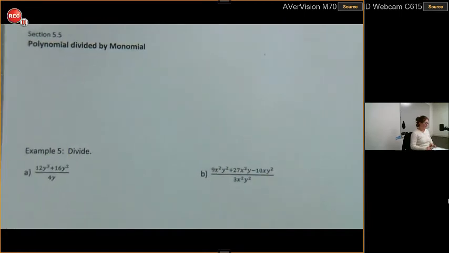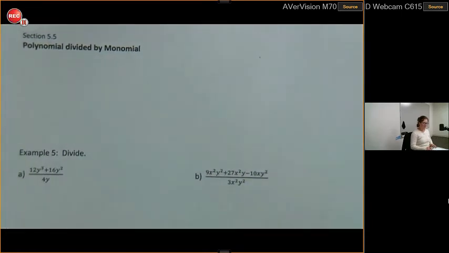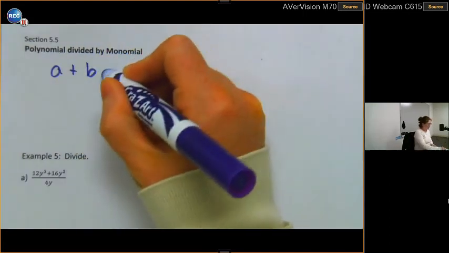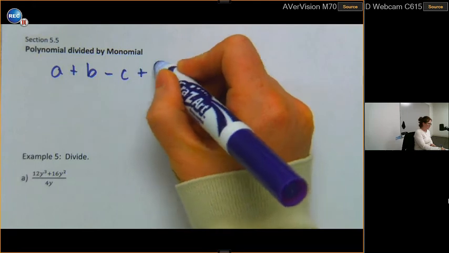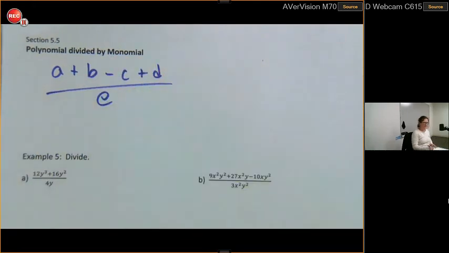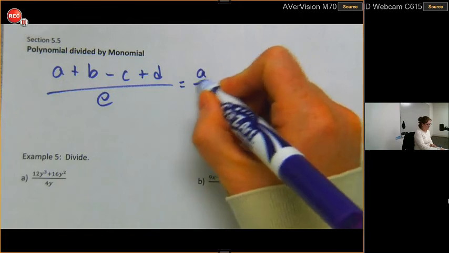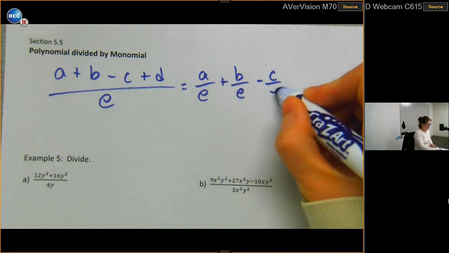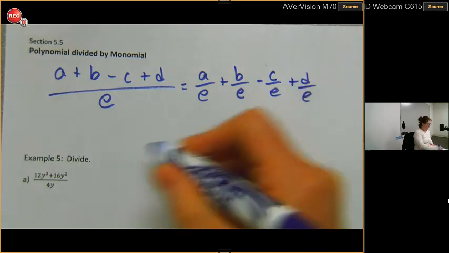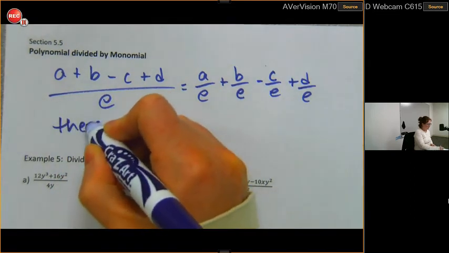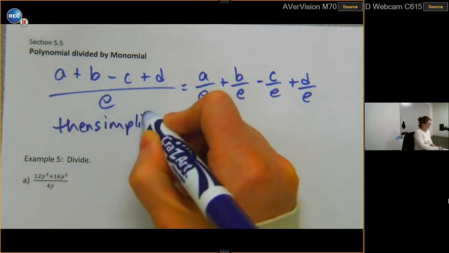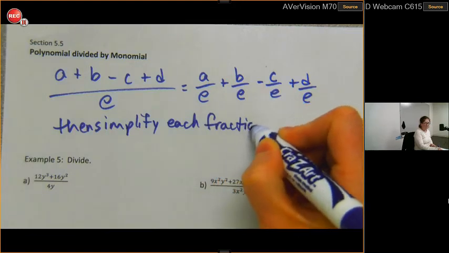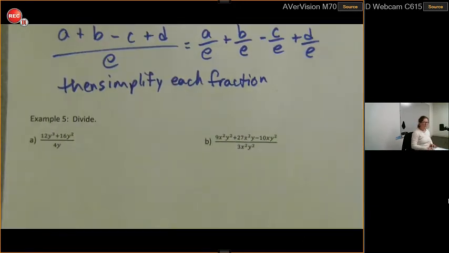Section 5.5, dividing a polynomial by a monomial. So a polynomial, I'm just going to throw up some letters here, A, B, C, D, divided by a monomial E. You can split this fraction, then what you would do is simplify each fraction. So that's exactly what I'm going to do.